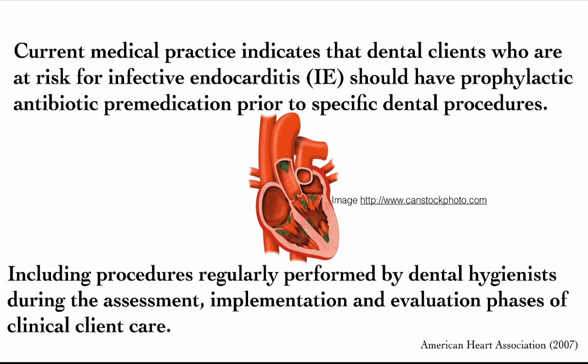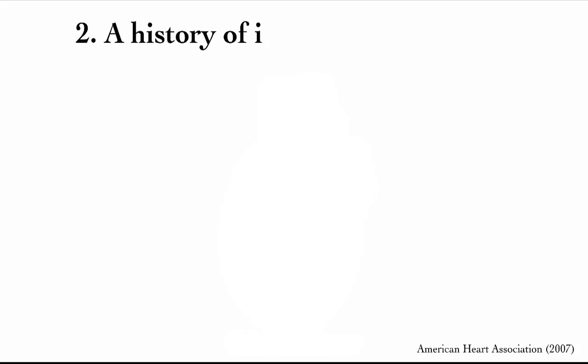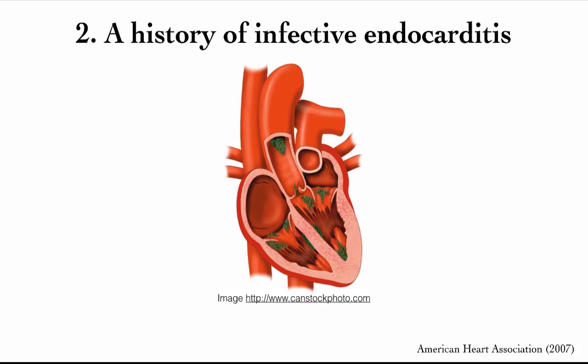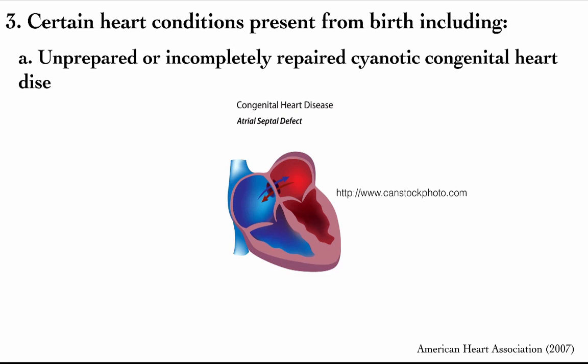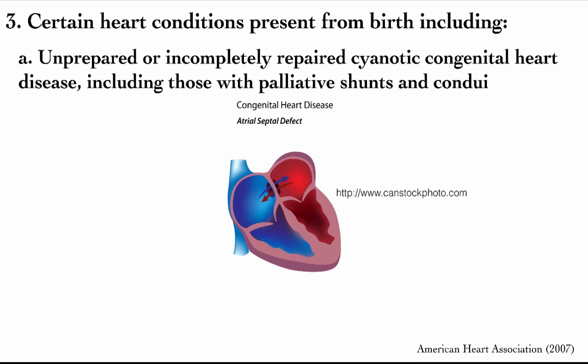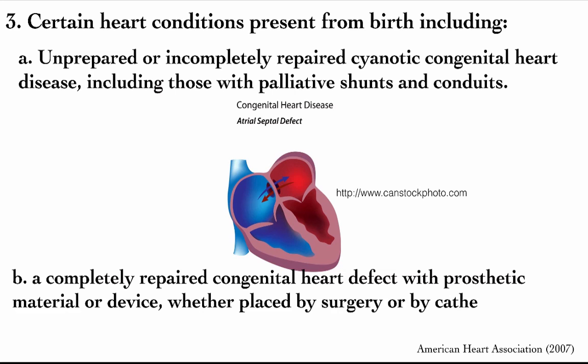1. Artificial heart valves. 2. A history of infective endocarditis. 3. Certain heart conditions present from birth, including a. unrepaired or incompletely repaired cyanotic congenital heart disease, including those with palliative shunts and conduits. B.